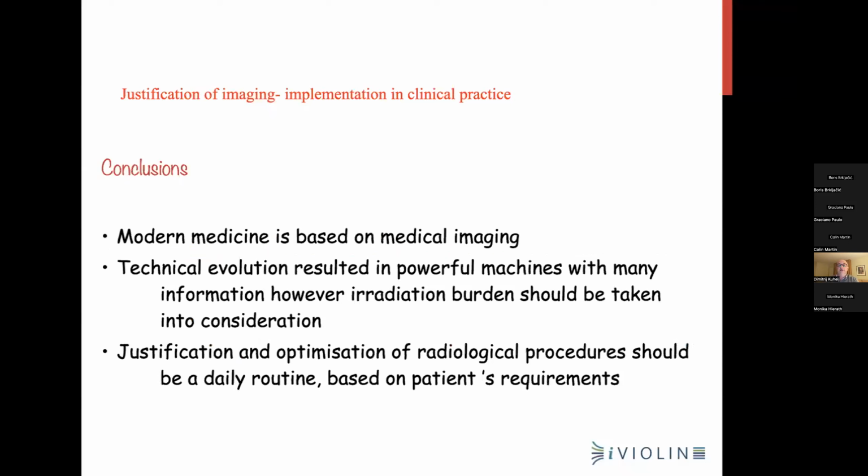And in conclusion, I have to say that modern medicine is based on medical images. There is no good hospital without a good imaging department. Technical evolution resulted in powerful machines, and they give us a lot of information. However, we should think about the irradiation burden, and justification and optimization of radiological procedures should be a daily routine, and they should be based on patients' needs and requirements.